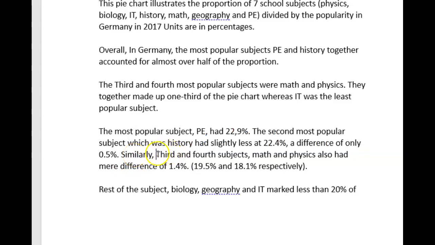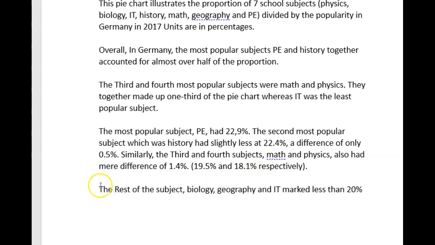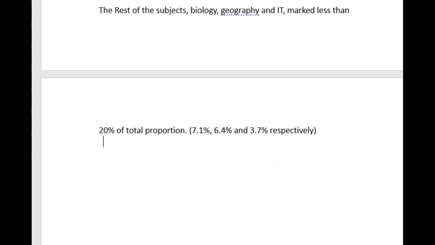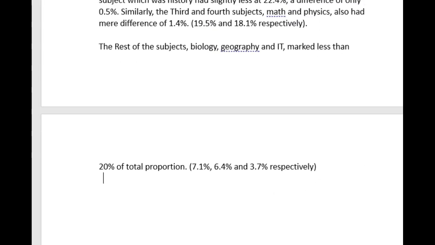Similarly, the third and fourth subjects, maths and physics, also had a mere difference of 1.4, 19.5 and 18.1 respectively. So the rest of the subjects, biology, geography, and IT, marked less than 20% of the total proportion. Okay, so there was so much more you could have done here.